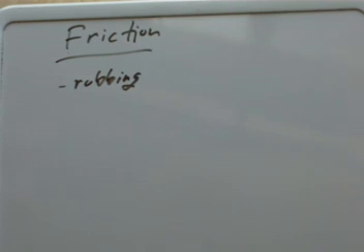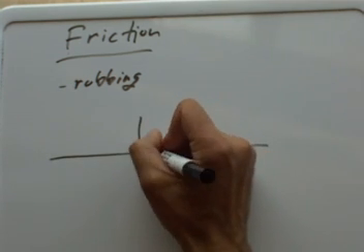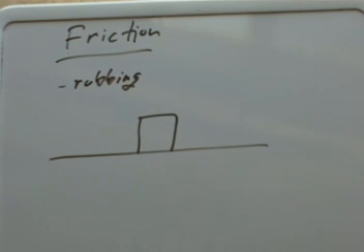Friction is the next force that we'll see in a course like this. And friction is definitely a rubbing force. It comes when two objects get in contact with each other and they start rubbing into each other. Again, an example I'll put up for you here is an object just sitting on a surface.